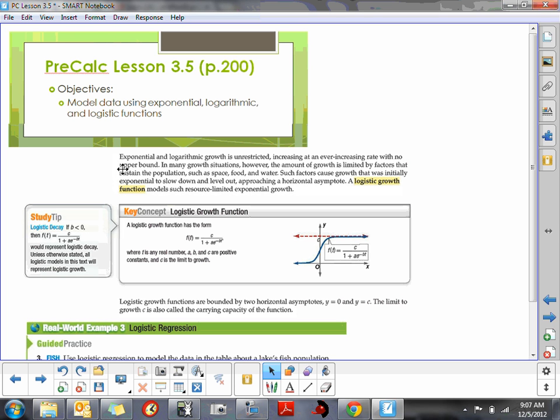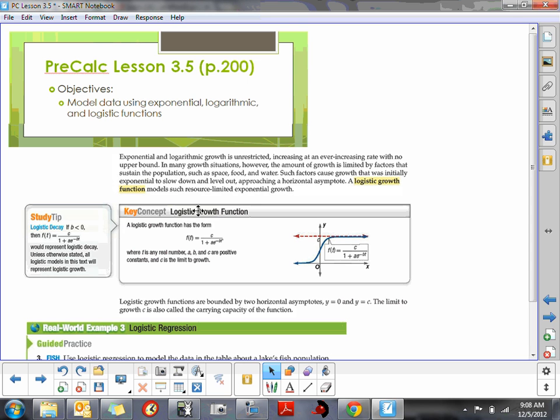And they say in many growth situations, the amount of growth is limited by factors that sustain the population, such as space, food, and water. So when we're looking at population growth, either bacteria or animals or fish or humans, whatever the case might be, we do have this restriction that applies, and we just can't have unlimited growth. It can't keep increasing forever and ever. If that's the case, and you suspect that from the context of the problem, then a better model that you could pick is called the logistic growth function. And this model has resource-limited exponential growth.